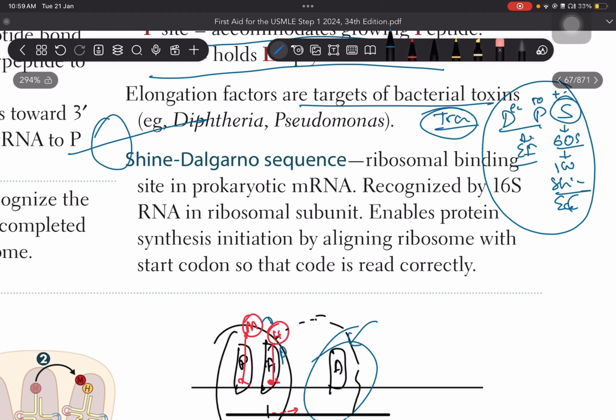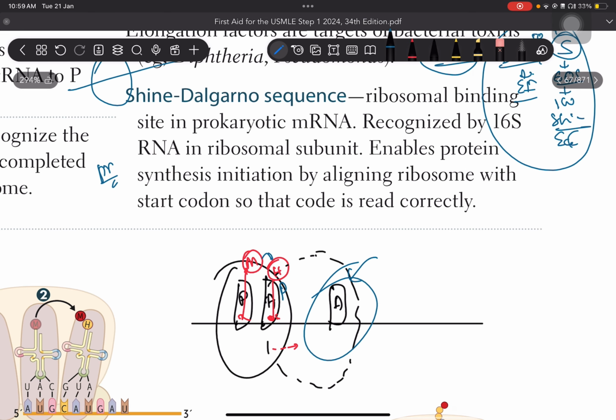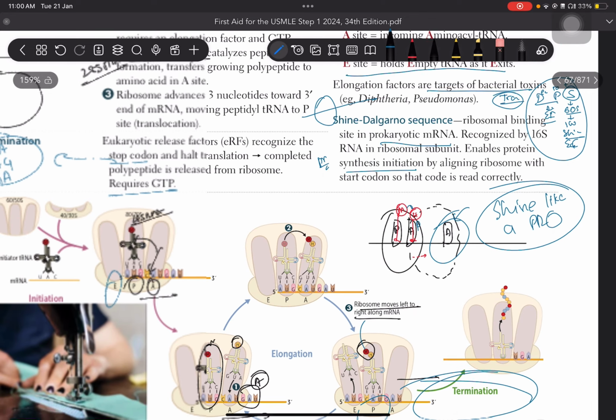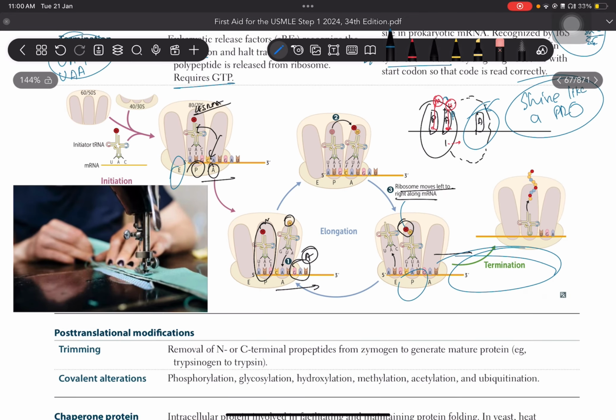Shine-Dalgarno sequence. This is important. Shine-Dalgarno sequences are present in prokaryotes. How do you remember this? Shine like a pro. It is the ribosomal binding site in prokaryotic mRNA, recognized by the 16S rRNA in the ribosomal subunit. It enables protein synthesis initiation by aligning the ribosome with the start codon so that the code is read correctly.